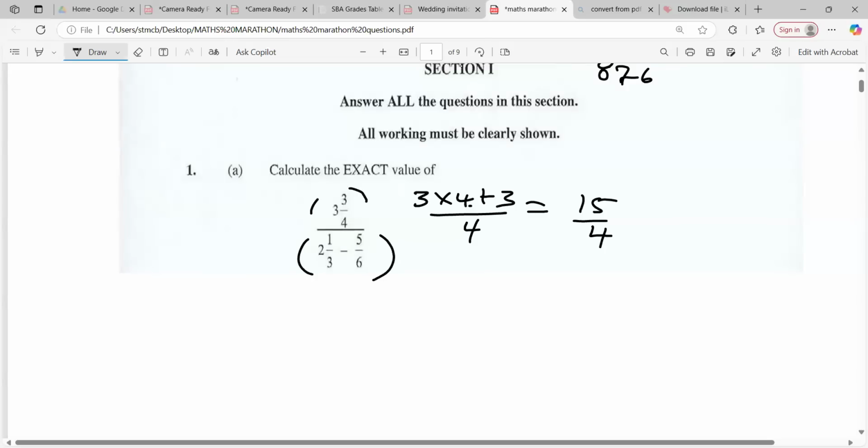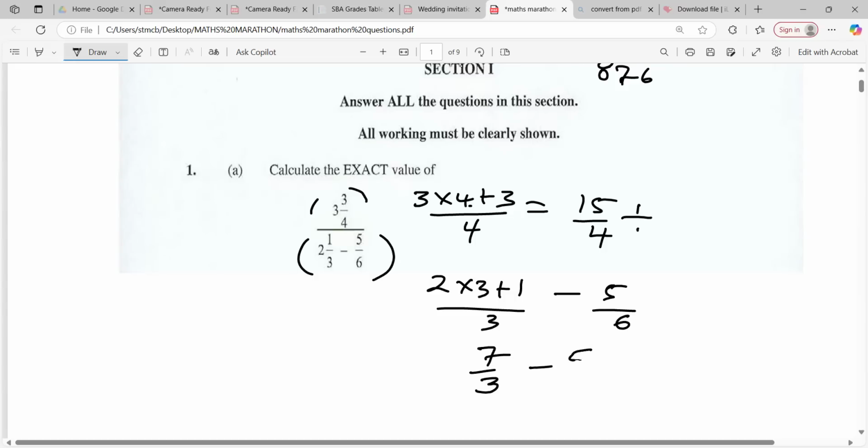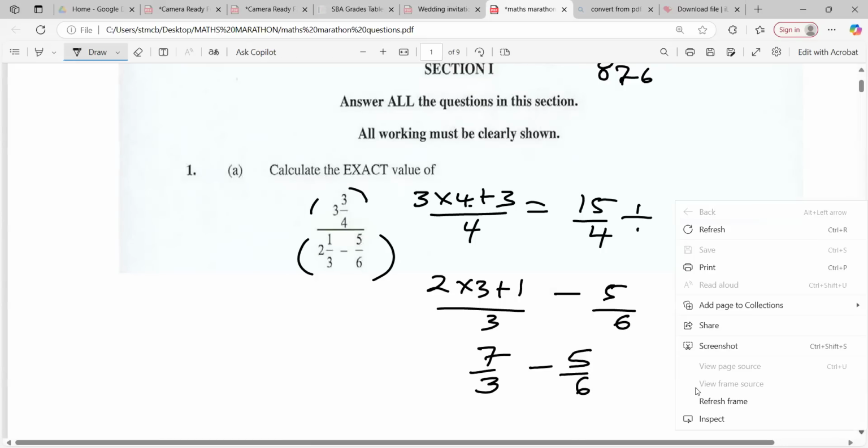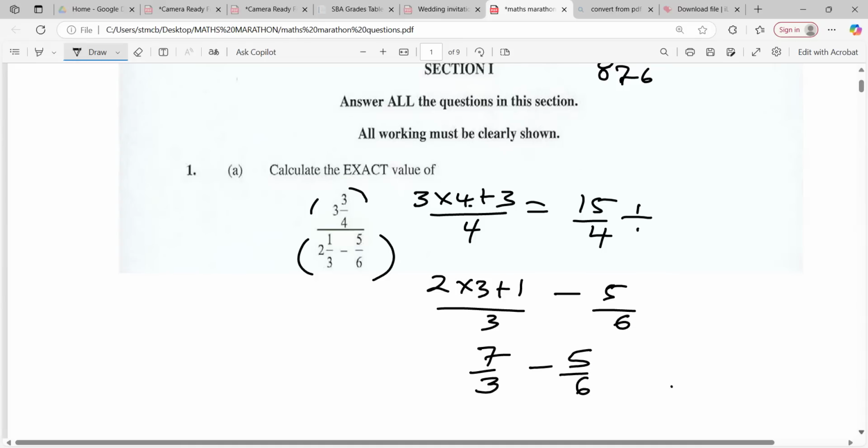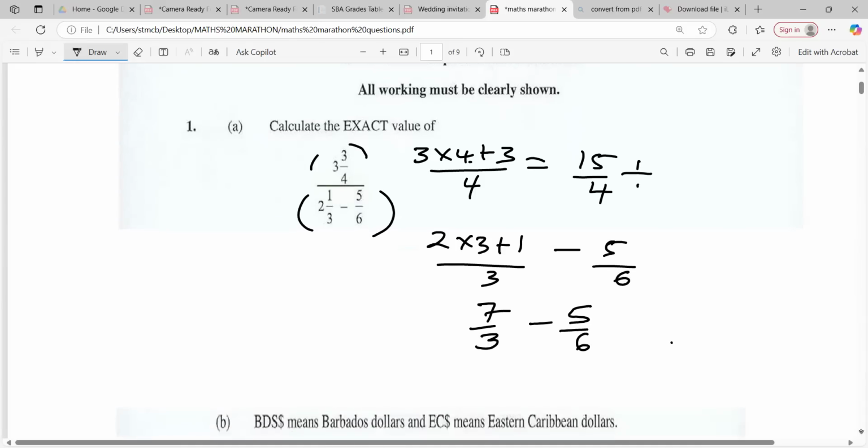But we have to work out this part, and the line means divide. So 2 3rds plus the 1/3. And then we minus 5/6, right? So 2 2/3 and 1 1/3, and we minus the 5/6. Now the rule says when we are adding and subtracting, we must find the LCM if the denominators are not the same. So I could bring them to the common denominator, which would be 6.